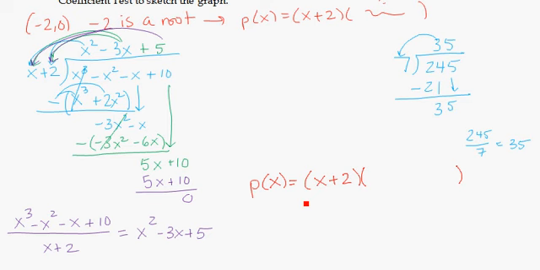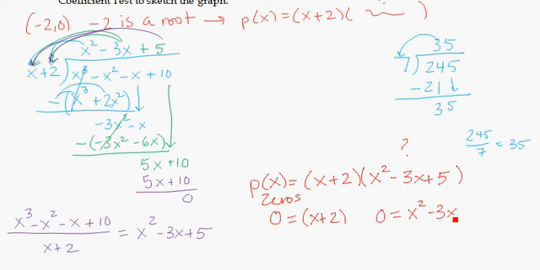So when you go back to the factored form of p of x, we just found this question mark, right? That question mark is x squared minus 3x plus 5. Okay, so solving now for the zeros, if we set p of x equal to 0, we have two possibilities. Either x plus 2 is 0, or this quadratic x squared minus 3x plus 5 is 0. This one, of course, gives us the zero we knew by Desmos, by the graph, was there: x equals negative 2.